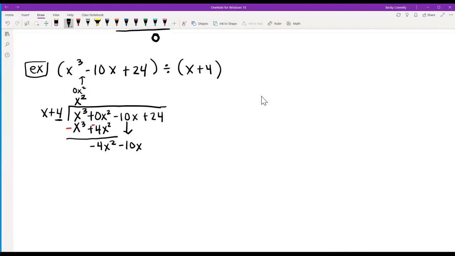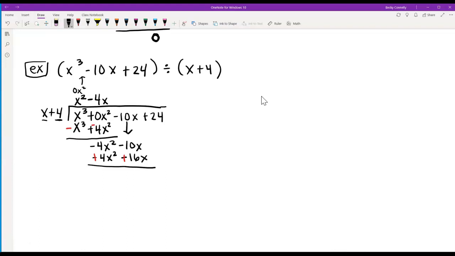So what times x gives me negative 4x squared? Well, notice that the first term is negative, so my answer up here needs to be negative. So negative 4x, right? Negative 4x times x gives me negative 4x squared. And then also multiply it by the 4, so negative 4x times 4 is a negative 16x. Okay, now let's change signs and combine those together, right?